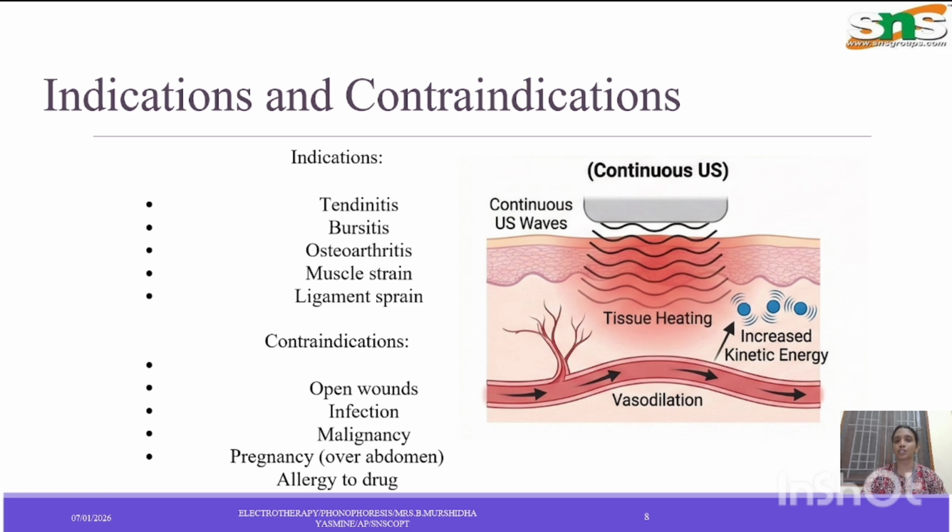What are the contraindications? Since we are using the drug directly over the tissue, we should inspect for any open wounds, localized infection, or any malignancy present locally over the application area, and pregnancy, especially over the abdomen. Allergy to drugs should also be asked about from the patient. Using continuous ultrasound with phonophoresis increases kinetic energy, thereby the tissue benefits from the applied phonophoretic drugs.